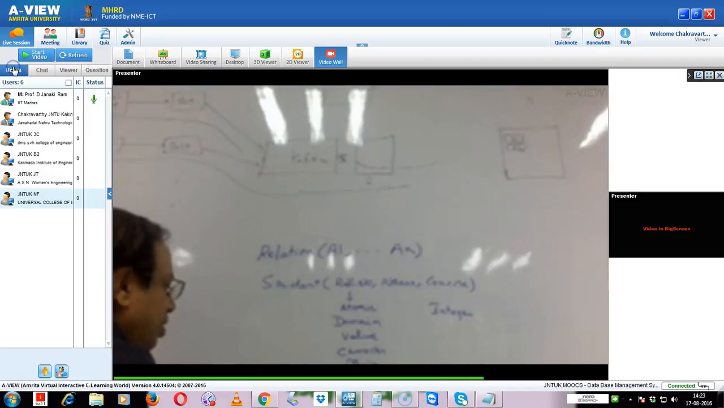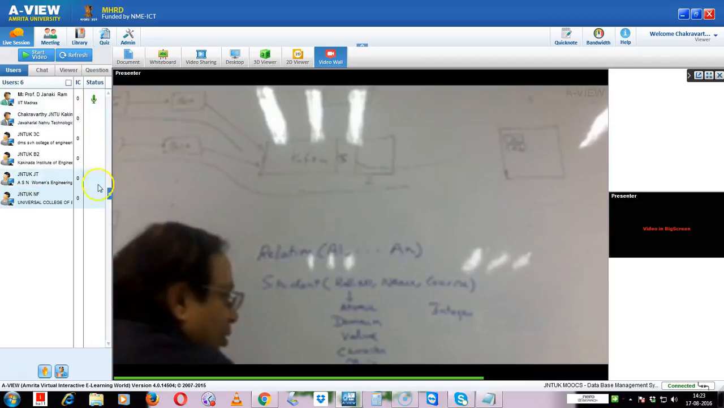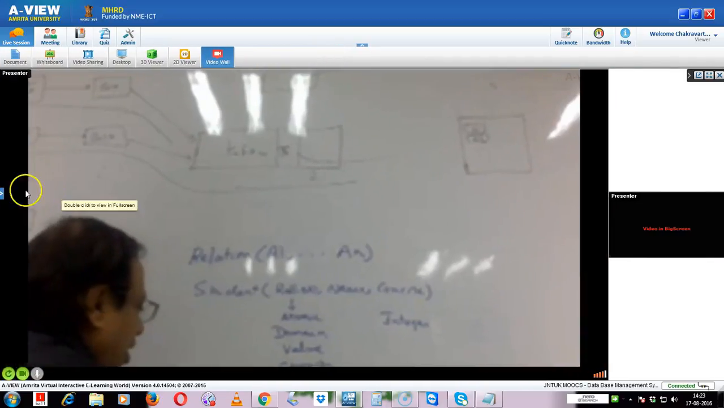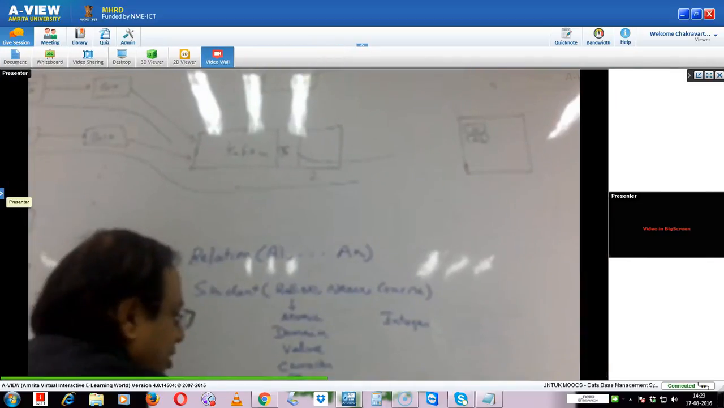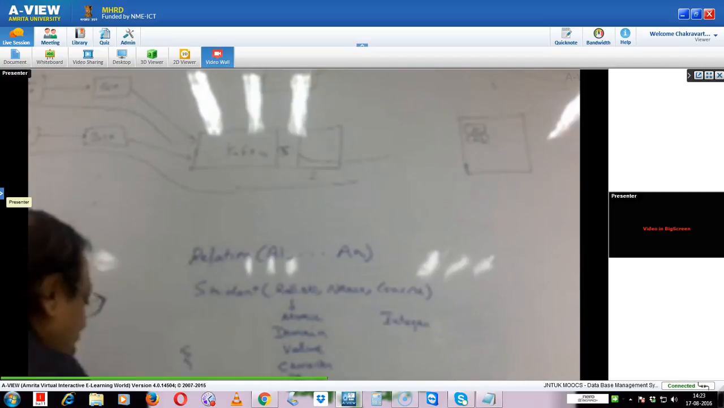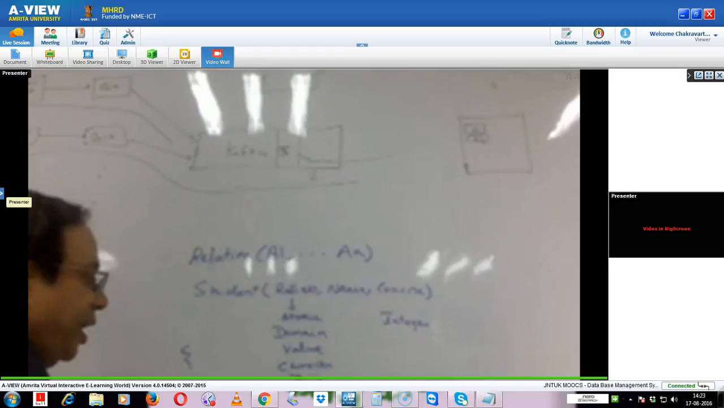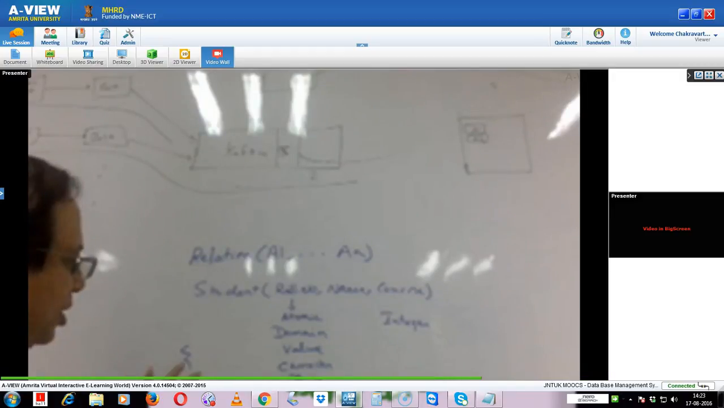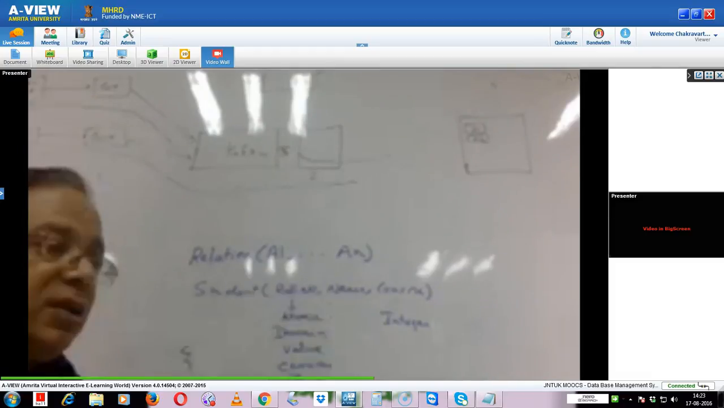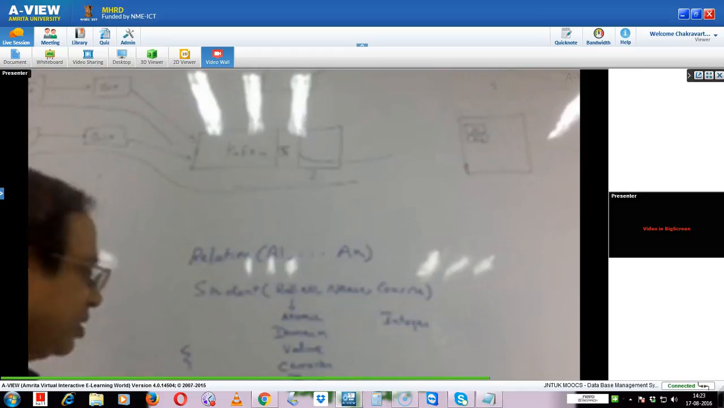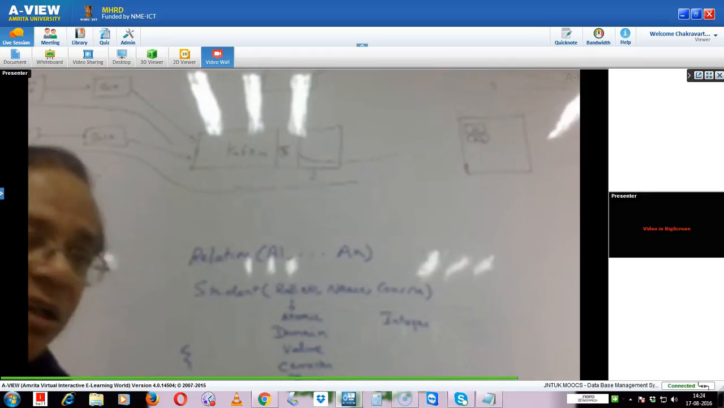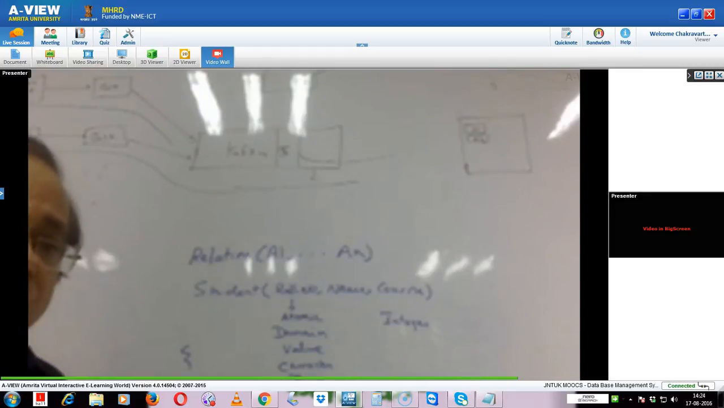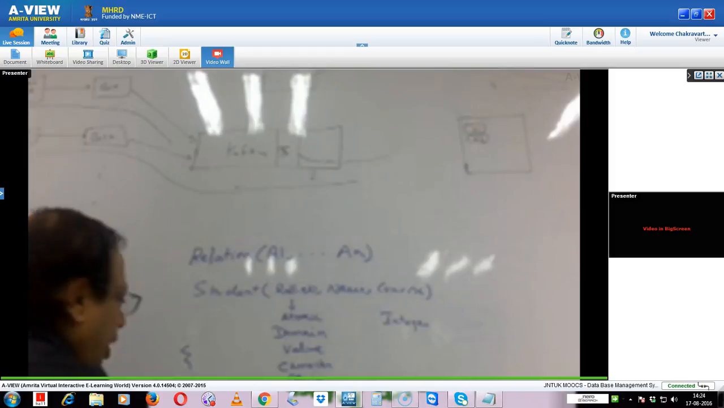There are going to be several such instances of this relation, and this is basically called a set. This is also a set, which means that duplicate tuples will not be allowed. The other important property of this, since it's a set, is that the order doesn't really matter.